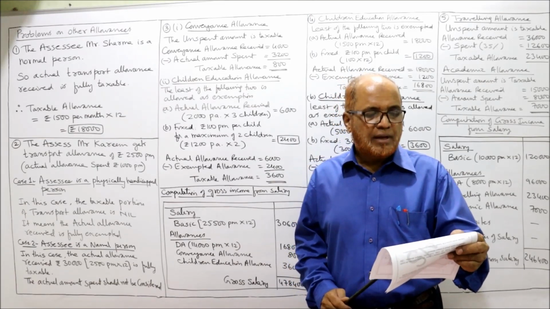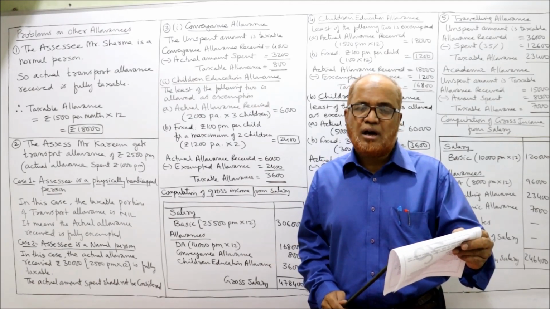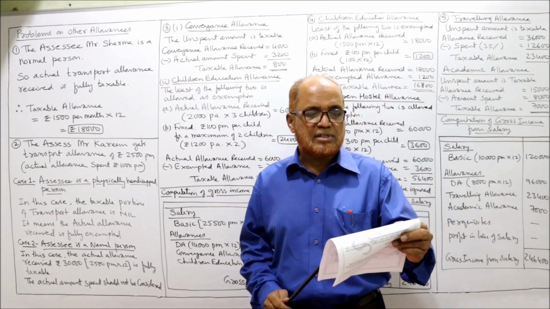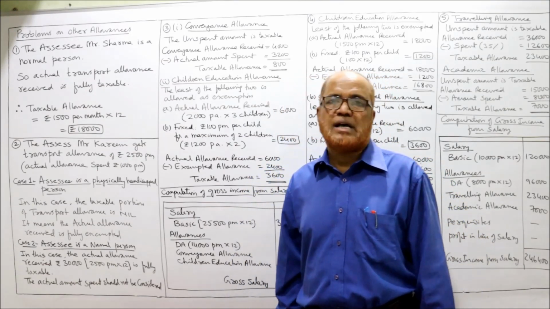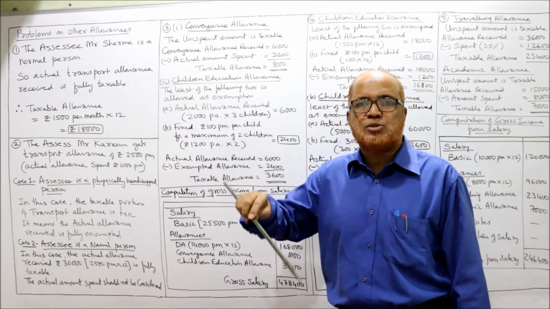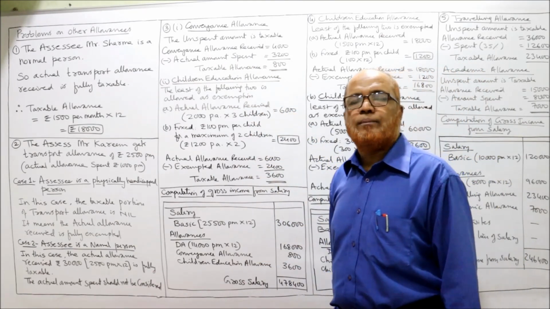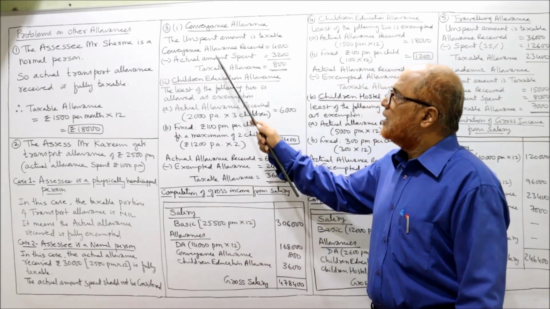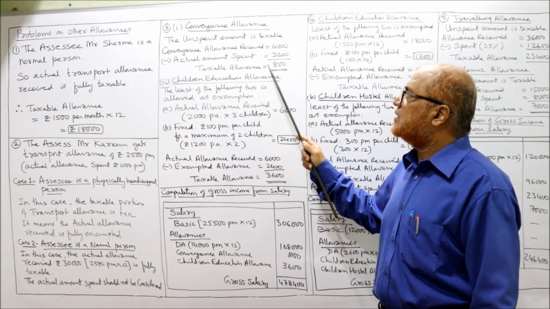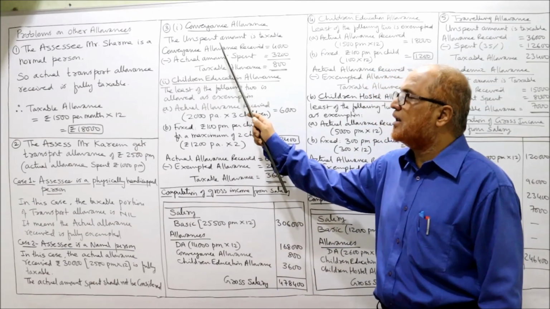Calculate how much exemption is to be allowed for conveyance allowance and children education allowance, and compute the gross income from salary. Gross income from salary means the total of salary, allowances, perquisites, and profit in lieu of salary. Now for conveyance allowance, the rule is that the unspent amount is taxable. Conveyance allowance received is 4,000, actual amount spent 3,200, so 800 rupees is the unspent amount that is taxable.